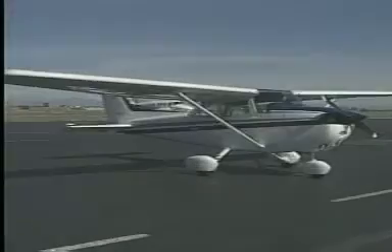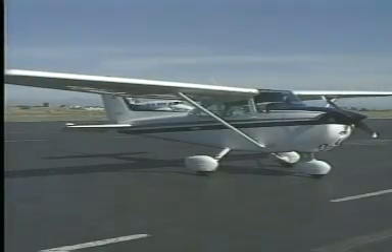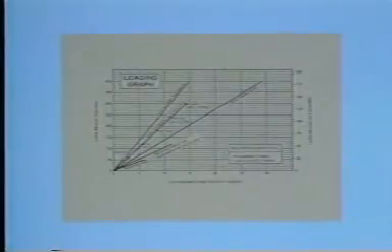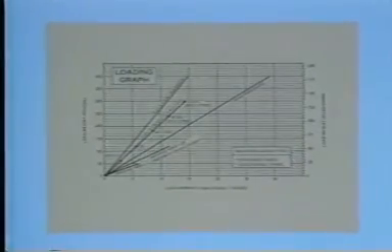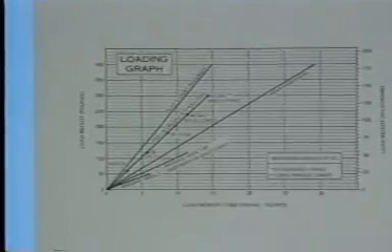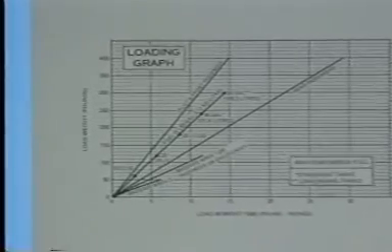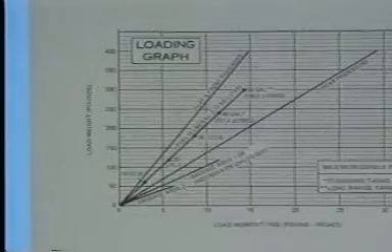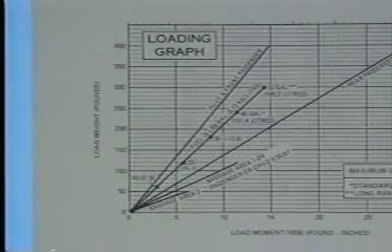Some aircraft manufacturers use the graph method, which is a simplification of the computational method. It allows you to determine the moment of each item without having to multiply each weight by its arm. In this example, assume this airplane is carrying the same load as before.